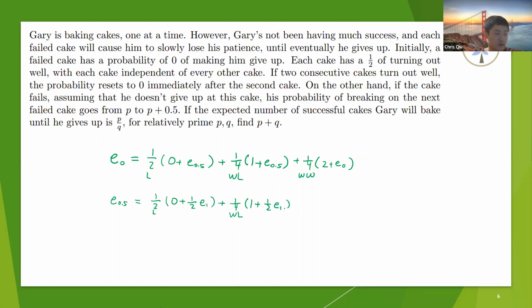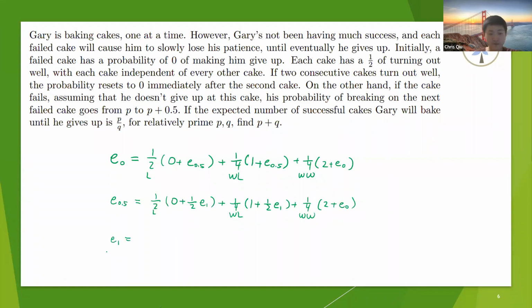And the expected number of successful cakes Gary will bake if he gets to the probability of 1 is E1. And then our third case is if he wins on both cakes. In this case, he already gained 2 cakes, and also he resets to 0. So he's happy. So this is our second equation. And as you can see, we have 3 cases as in the first one.